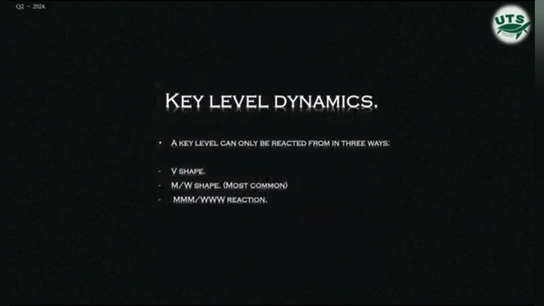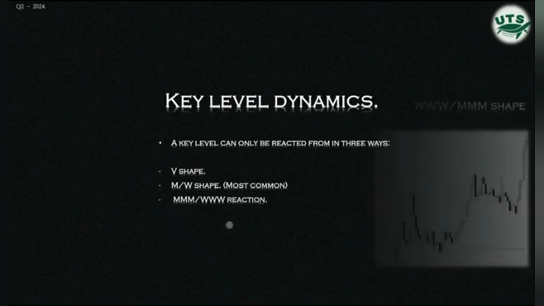Key level dynamics. A key level can only be reacted from in three ways: a V shape, an M or W shape, which is the most common and which is the one you look for. This is turtle soup. And of course, multiple touches, which is unfavorable, right?